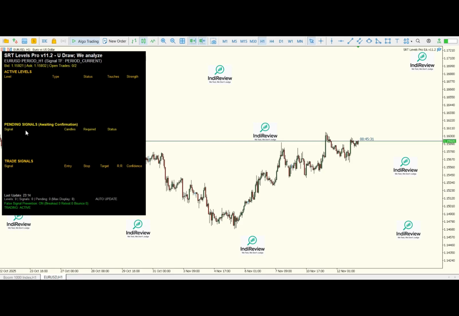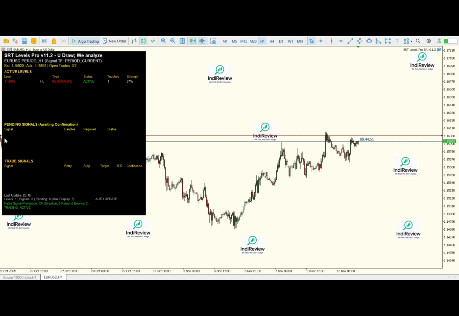And then when we come here, we have pending signals and we have the trade signals. Pending signals are actually for confirmation. For instance, let's say we are trading support and resistance, and I put a line here, and I'm saying that if the market breaks this line, we have to wait for 2 or 3 candles. If after 2 candles the market is still going up, then you should open it. This is just to prevent false breakouts, false retests, or false bounces or reversals.